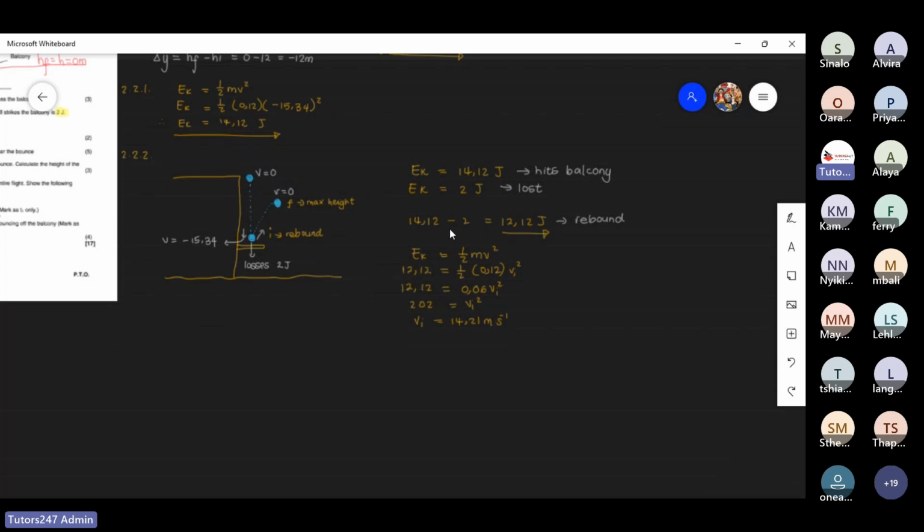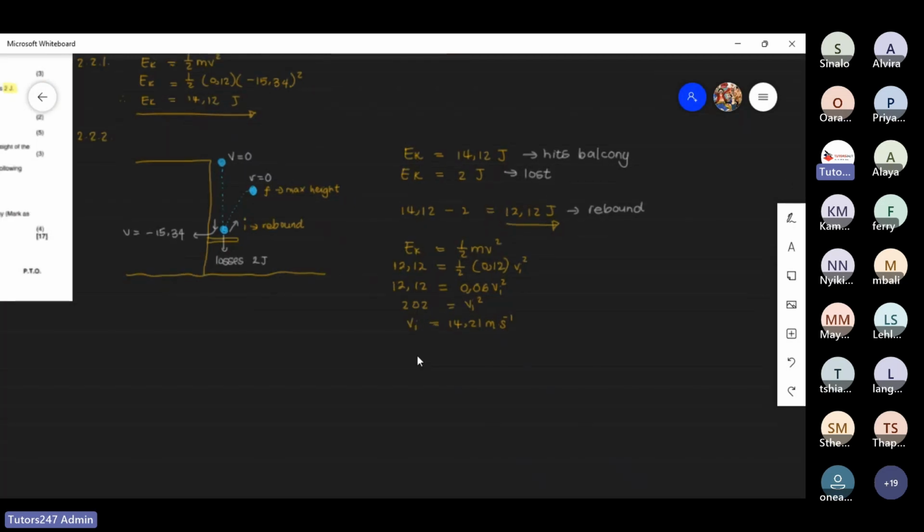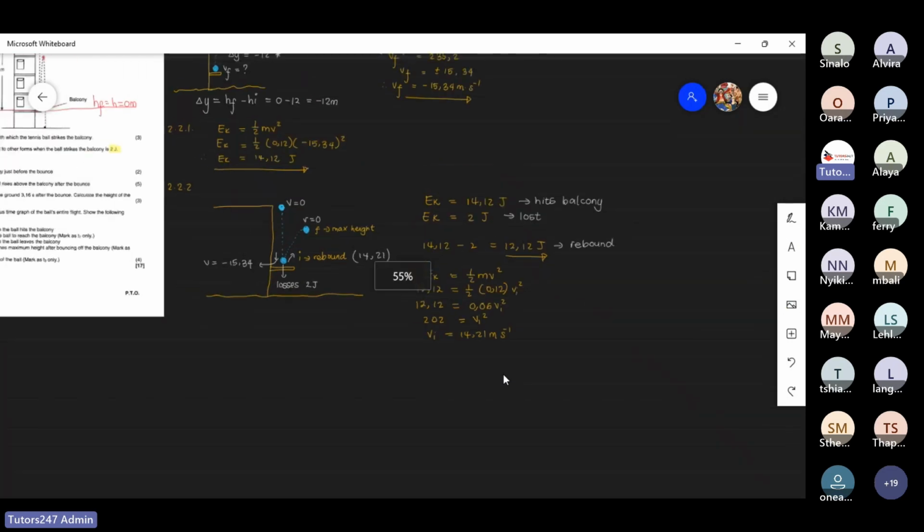So now that we've calculated the velocity with which this object rebounds, let us just make a note of that. So in brackets, I'm just going to put 14.21, so that we know that is the velocity with which this object rebounds, just in case we need to come back to this drawing at a later stage. At least we have the information on there, so it makes it easier to find.